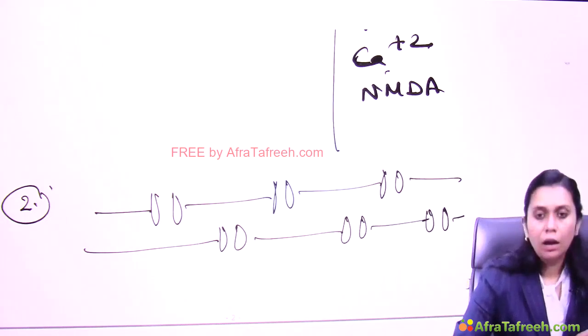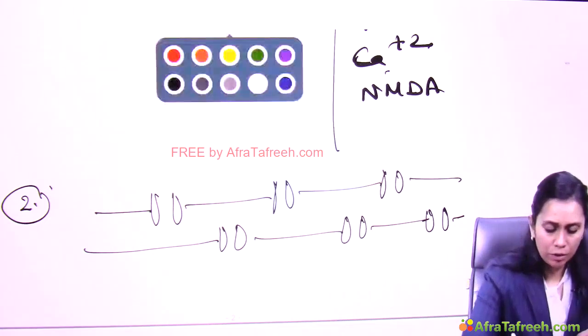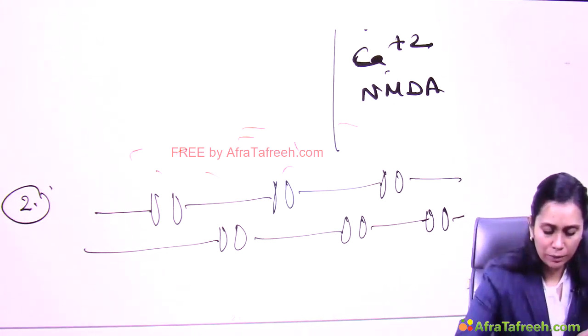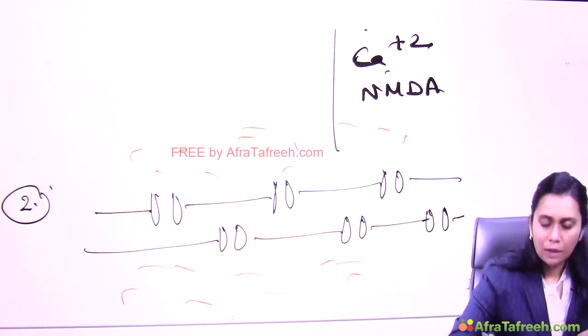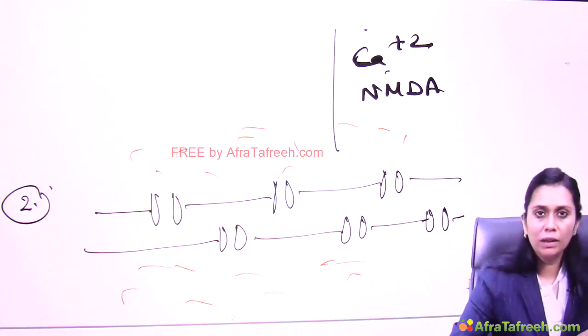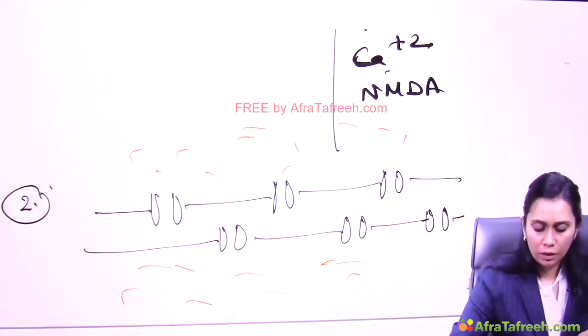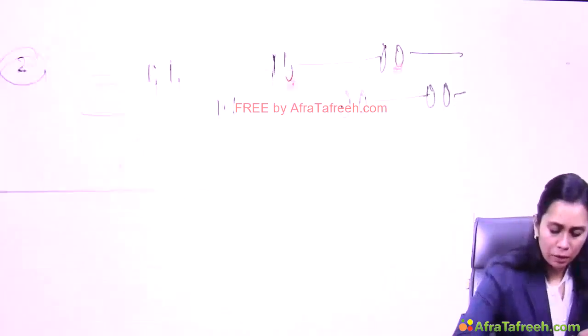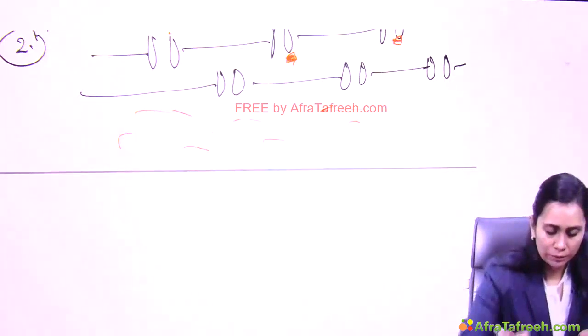Right? How do I block it? I put the drug, local anesthetic, around this nerve fiber, right? The attachment of local anesthetic on the sodium channel is not on its outer surface, but on its inner surface, that is, on its cytoplasmic side. Okay. Now let's say the sodium channel.